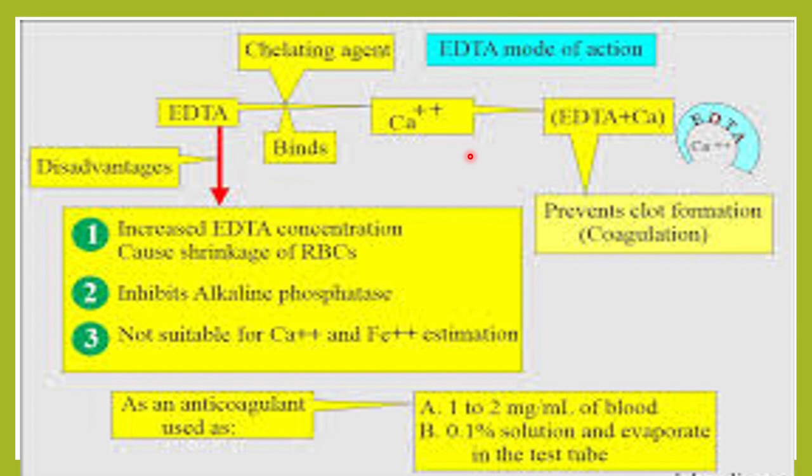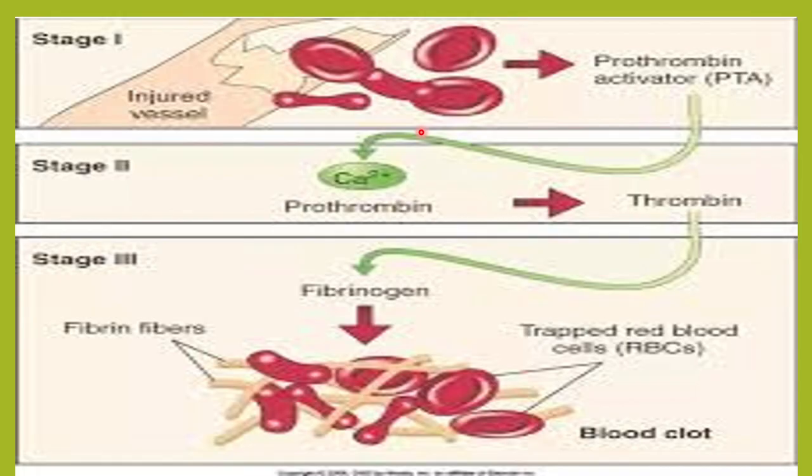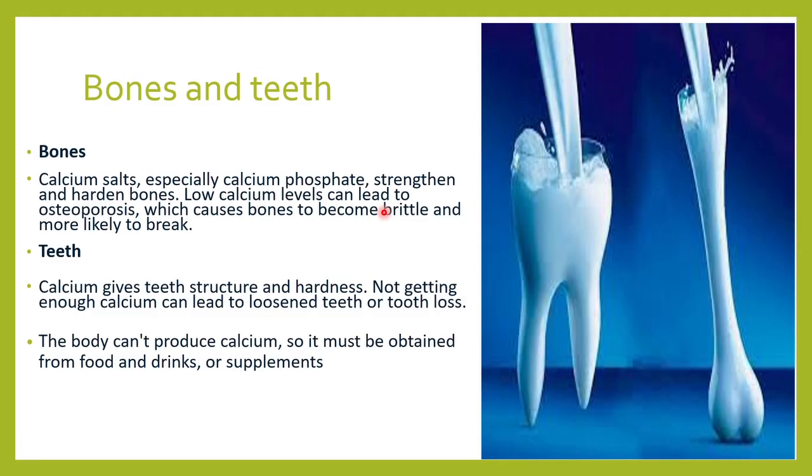So whenever there is hypocalcemia, the patient may present with purpuric spots, etc., because there is a problem with coagulation, and EDTA inhibits this calcium and hence coagulation is prevented. So here you can see how it will stabilize the clot formation. So it helps in the conversion of prothrombin to thrombin.